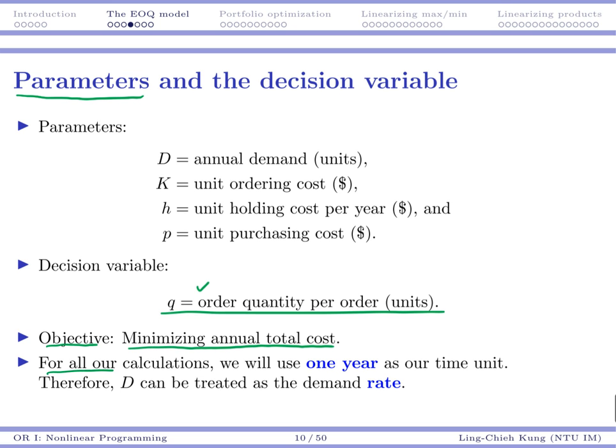So for all our calculations or derivations below, we will use 1 year as our time unit. You actually may use 1 month, 1 century, whatever to be your time unit, but don't forget to make it consistent throughout all the numbers, okay? And in this case, as long as we fix the length of our time interval, your capital D can be considered as some kind of demand rate, okay? 500 units per year, that's some kind of demand rate.